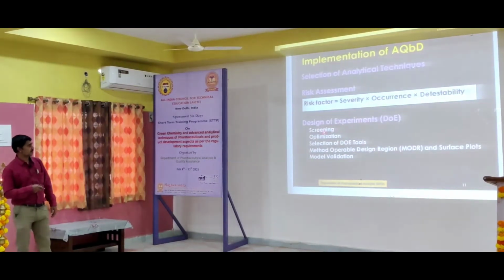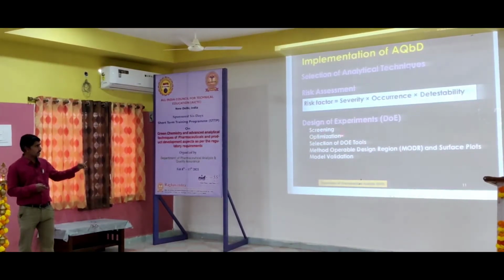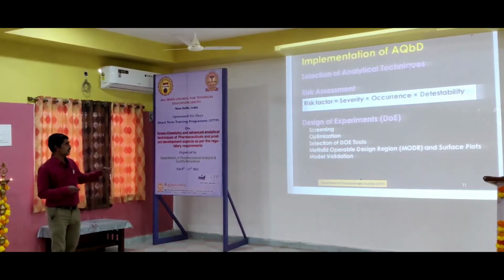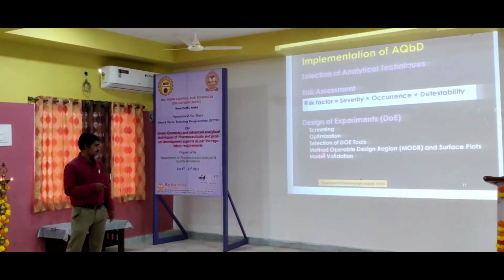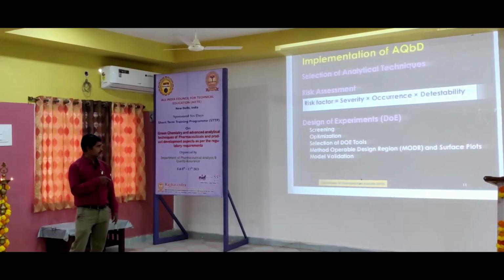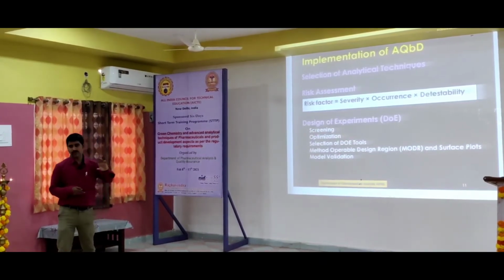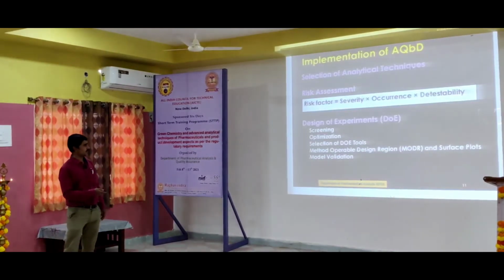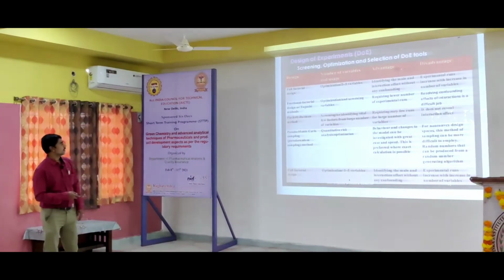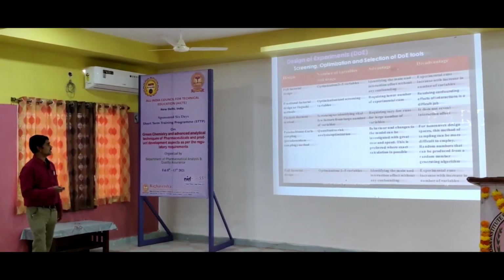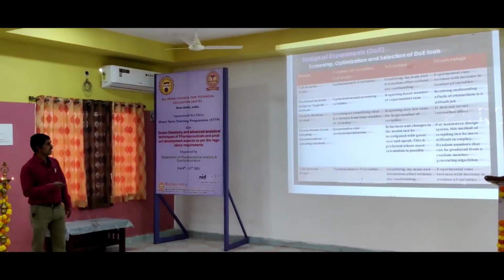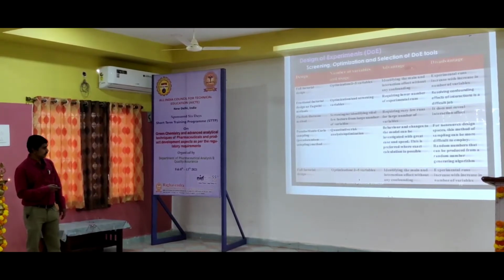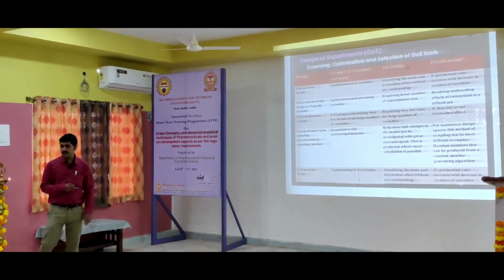So design of experiments means first we have to go for screening, then optimization, selection of DOE, that is design of experiments, then MODR, then method validation. So these are the steps in DOE. Screening: first we have to take some 10 methods. How we are going to check, I will show you in the next slide. So this is design of experiments: screening, optimization and selection. We have some 4 methods in AQBD.